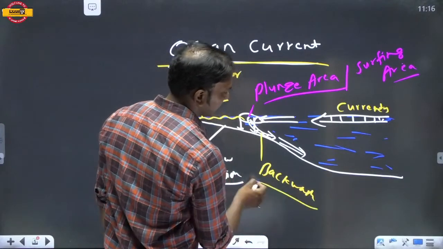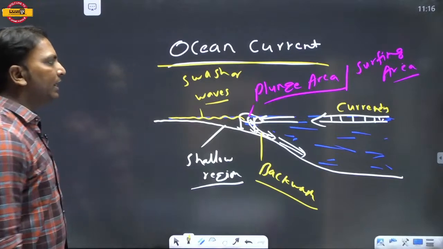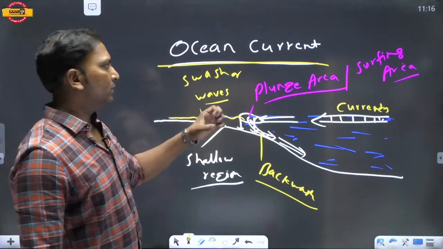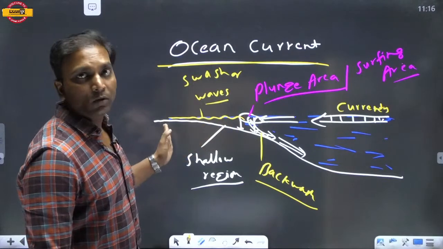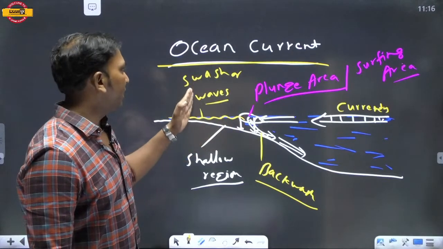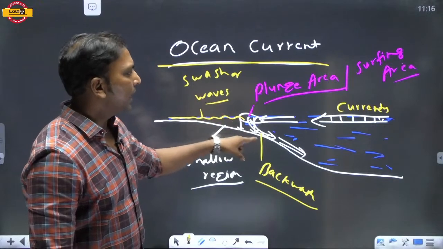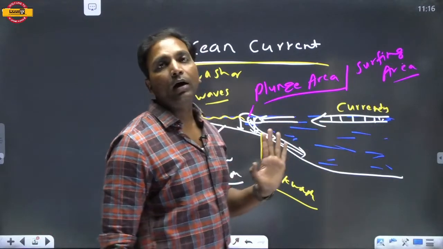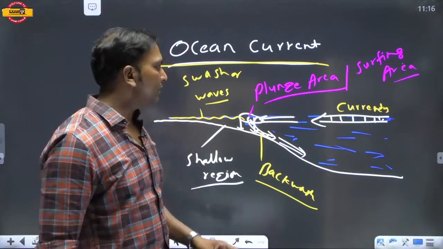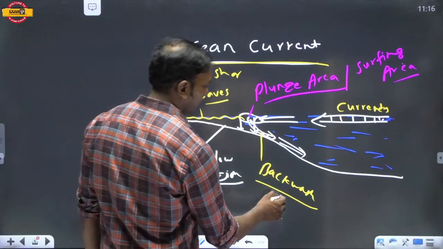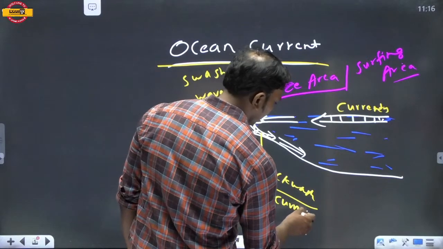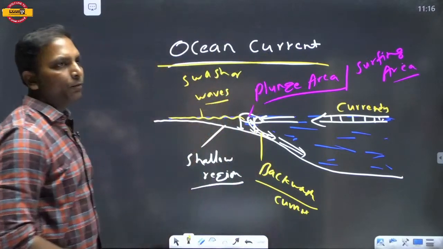This one is backwash. Okay, so currents has broken in the plunge area or a surfing area, and the one part which is going towards the coastal areas, that is so called the waves or a swash. Another part which is going towards the abyssal plains region, that is so called the backwash current. So these are the backwash current, and these are the swash and the waves.